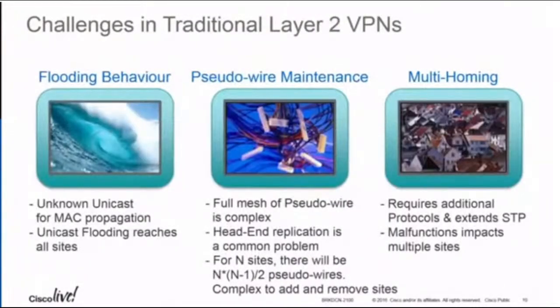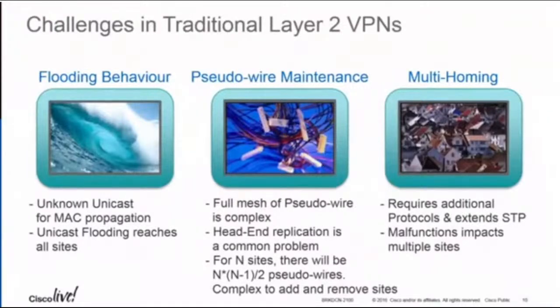Let's see what are the challenges that these layer 2 VPNs have, basically. The flooding behavior. We would never want our data centers to be flooded with unwanted traffic. OTV will ensure that the flooding behavior is stopped, is restricted.